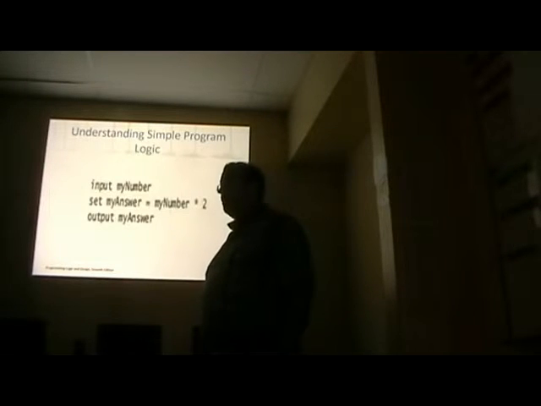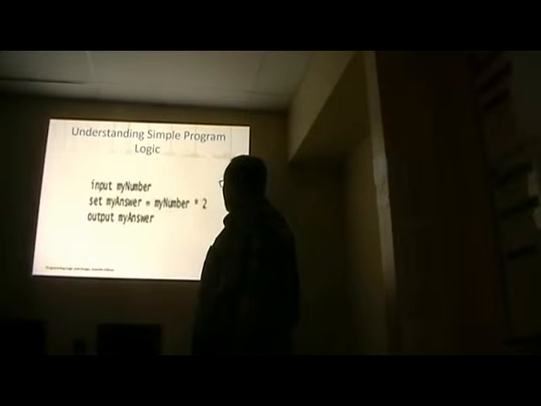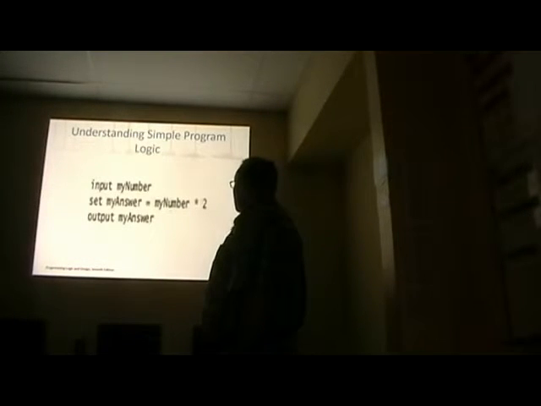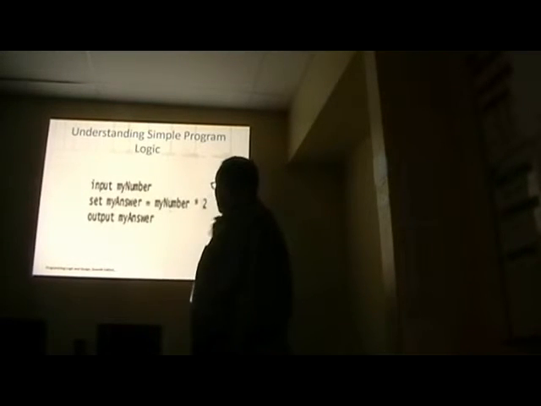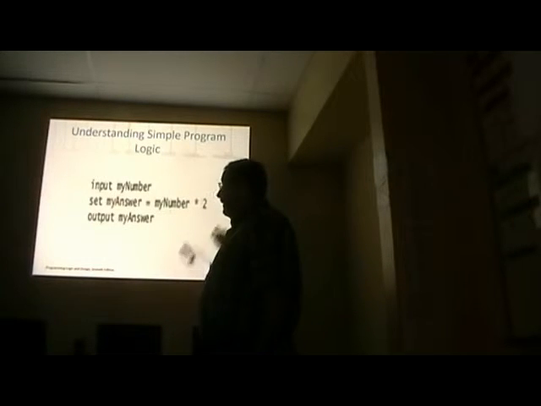Here's a calculation one. Input my number, set my number equals my number times 2, output my answer. My answer and my number are variables. Remember, variables are placeholders, kind of like in your algebra. My number is a number that you're going to key into the computer. What does this program do? This right here is doubling the number. It's multiplying by 2. So you have your input, you have your processing, and you have your output.